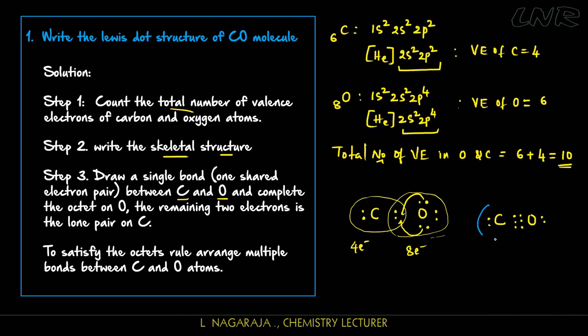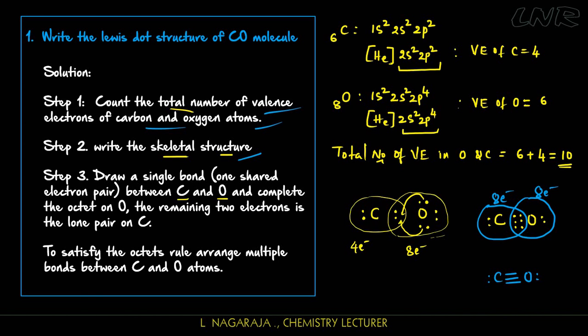That is, this carbon contains 8 electrons and this oxygen also contains 8 electrons. So this is the correct Lewis dot structure of the carbon monoxide molecule, and this molecule is also written as C triple bond O, with one pair of electrons on the oxygen as well as one pair of electrons on the carbon. So these are the steps used to write the Lewis dot structures for molecules.